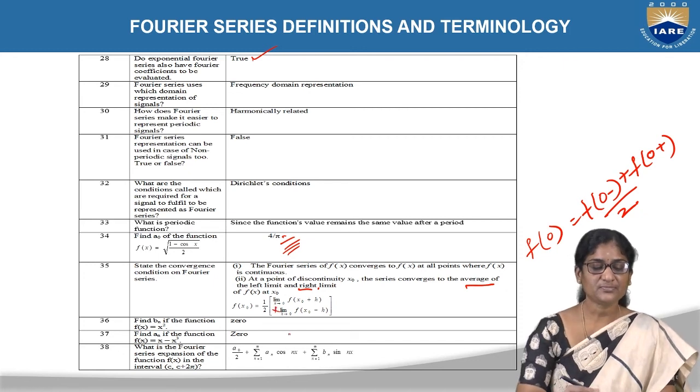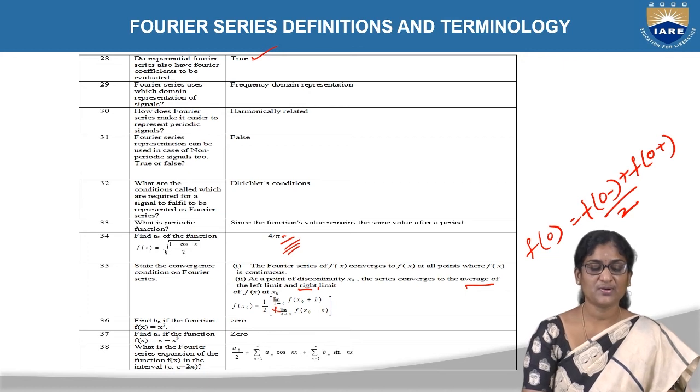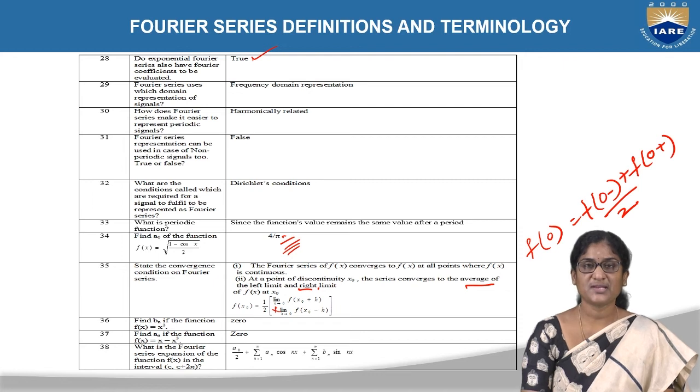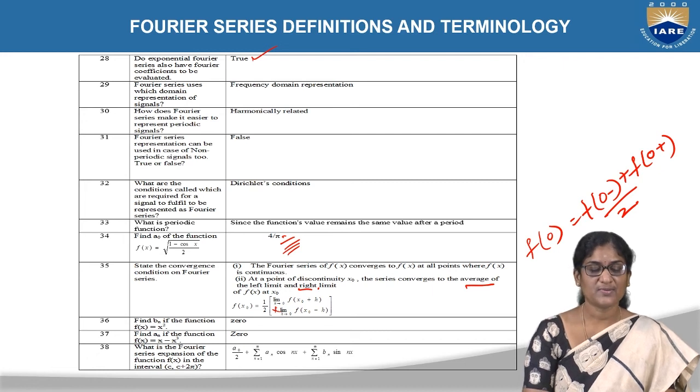Next, find Bn if the function f of x is equal to x square. If f of x is equal to x square, that is an even function. For even functions, Bn will be equal to 0. So the Fourier coefficient Bn is equal to 0.